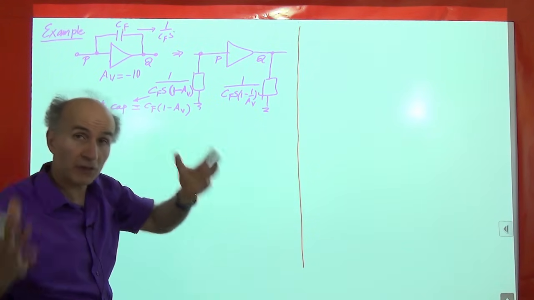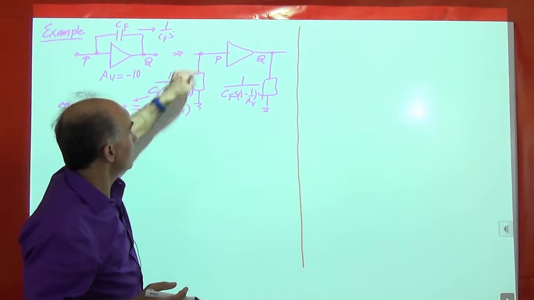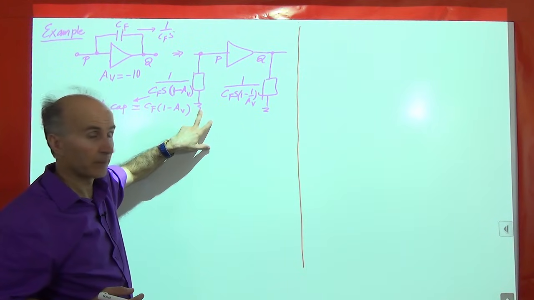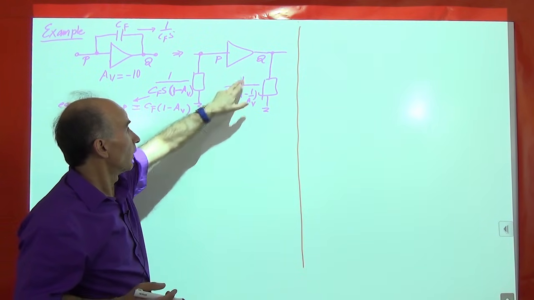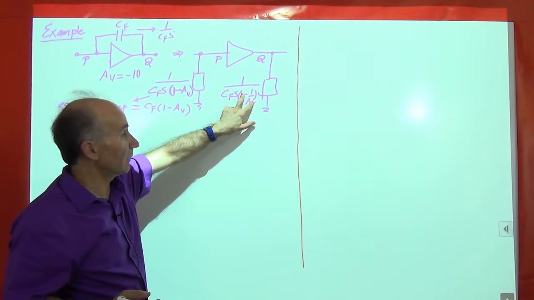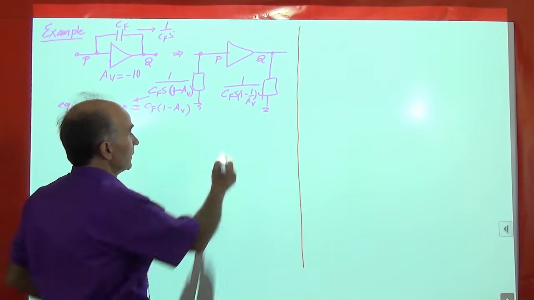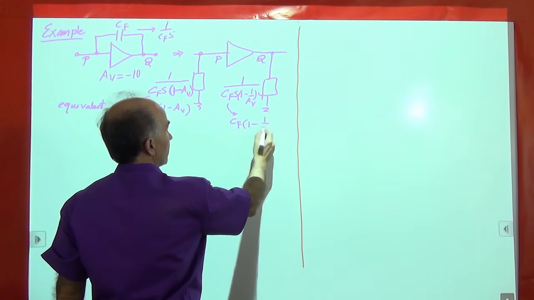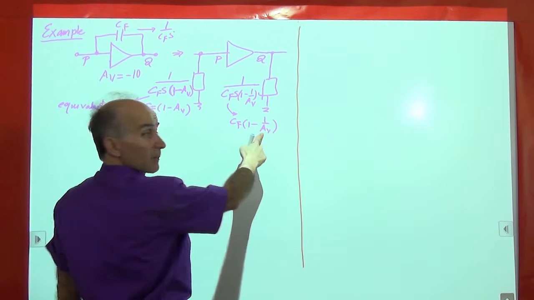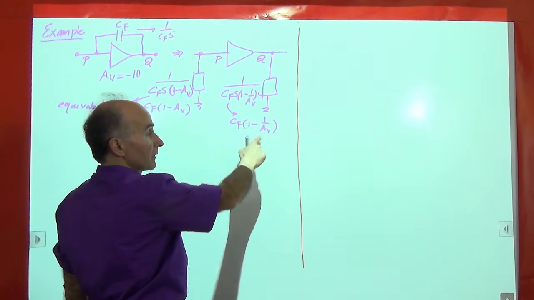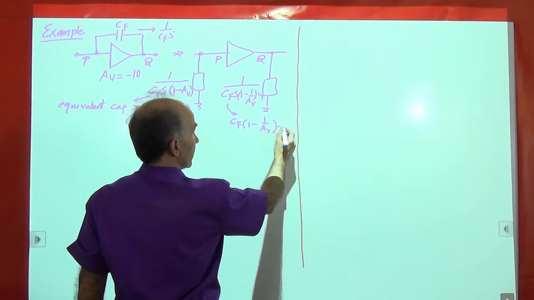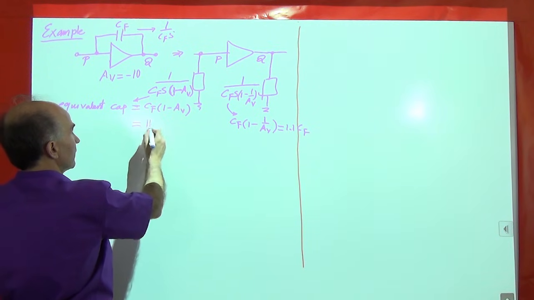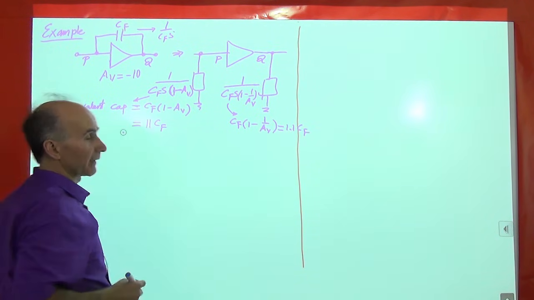Okay? So if AV itself is minus 10, this will be 11 times CF. So it will be a larger capacitor as far as this input impedance connected to ground is concerned. How about here? Same story. The equivalent capacitor would be CF times 1 minus 1 over AV. AV is minus 10. This is 1 plus 1 over 10. So it's about 1.1 CF, right? On the other hand, this was 11 CF if AV is minus 10.